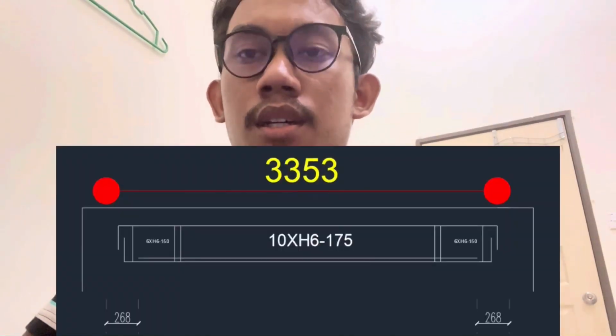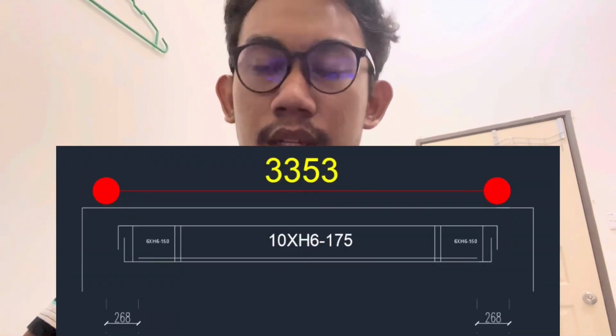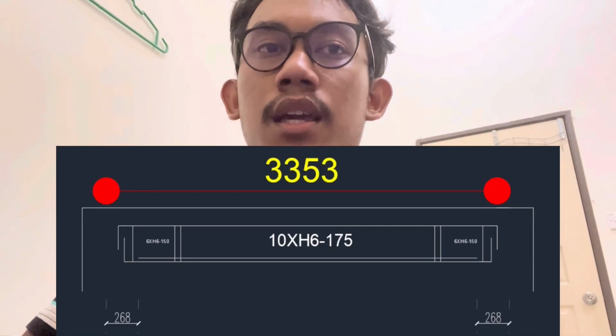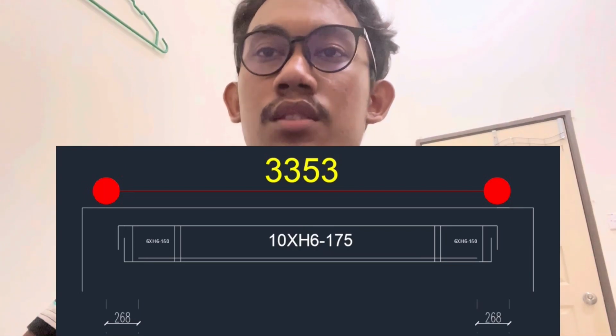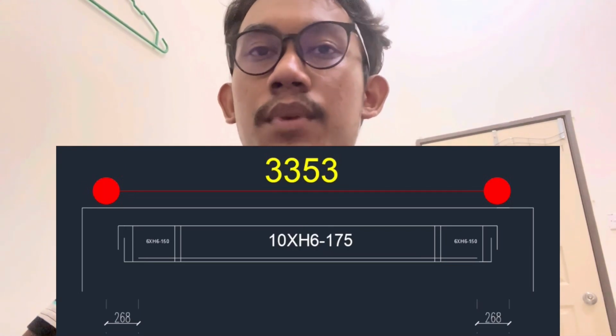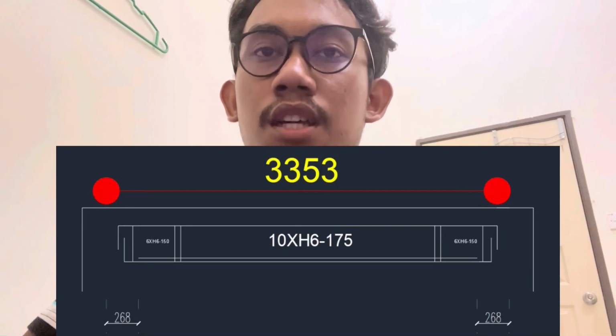Okay, this is the detailing of this beam, which is J1A3. Okay, in the left and right we use H6 spacing 150, and then in the middle we are using H6 175.